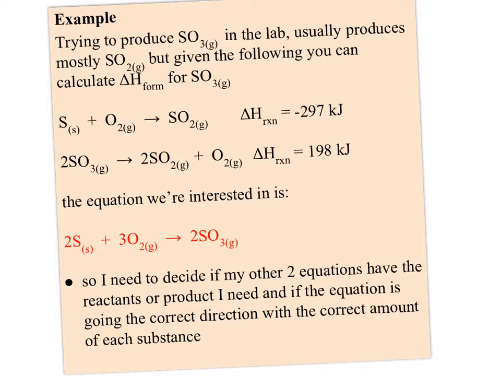The equation we're interested in is the formation of SO3, which is shown with the balanced equation 2 sulfur plus 3 oxygen yields 2 sulfur trioxide. You'll notice I've included the state symbols because it's important that you're referring to the same state as you add these equations. So I need to look at the two equations I've been given and decide if each contains the reactant or product I'm interested in, if it has it on the correct side, going the correct direction, and if it has the correct amount.